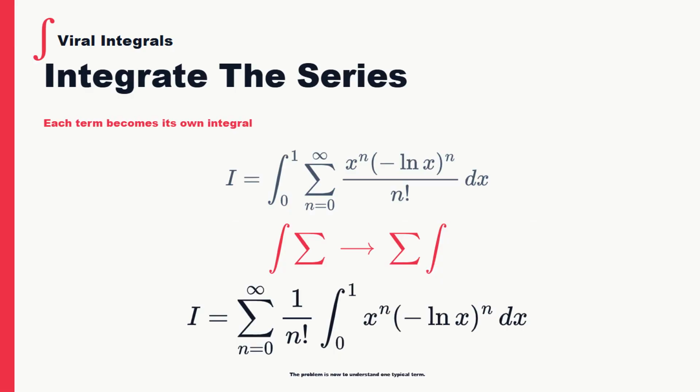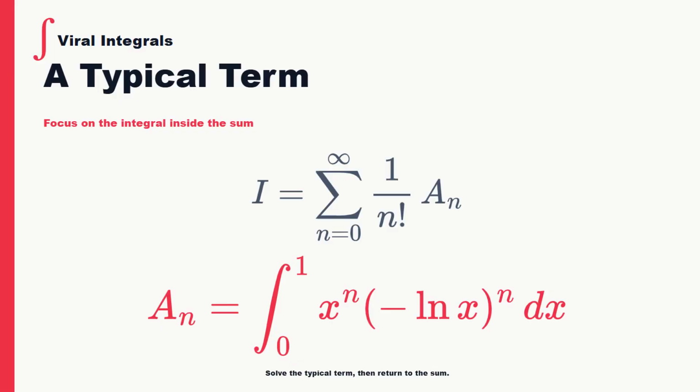Now the integral moves through the series. The original integral becomes a sum, and inside the sum we get 1 over n factorial times the integral from 0 to 1 of x to the n times negative log x to the n. The same kind of integral appears in every term, so we isolate it and call it a sub n. Once we evaluate a sub n, we can plug it back into the main series.